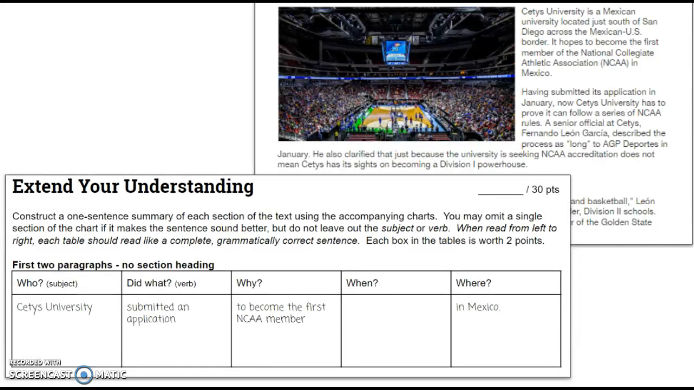For my example, I am going to write that Cetus University submitted an application to become the first NCAA member in Mexico. Notice that if I took this out of the table and wrote it as a sentence, it would be a complete, grammatically correct sentence. I did skip one of the boxes in order to help the sentence make more sense. That is perfectly fine, and that will not result in a loss of points.